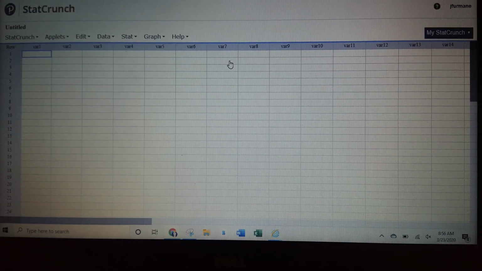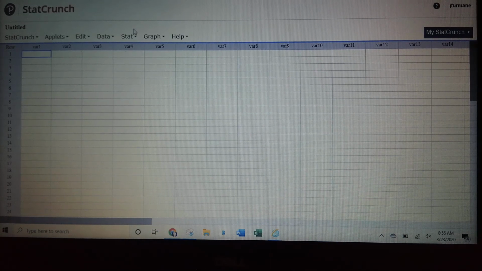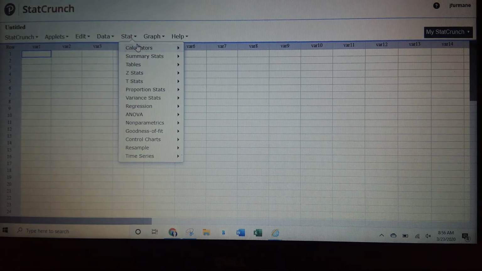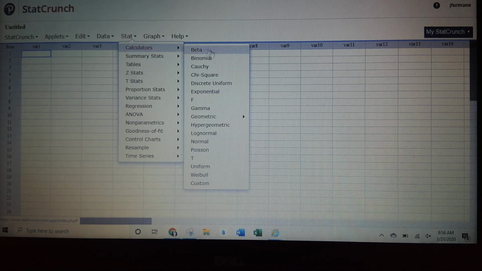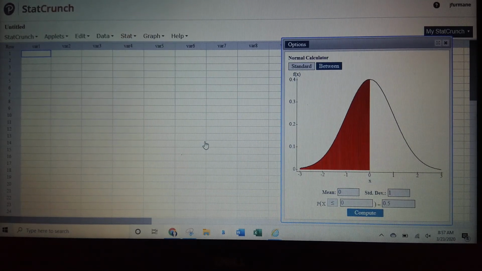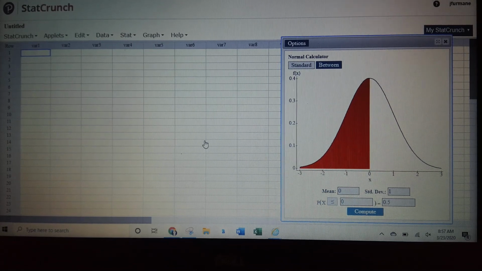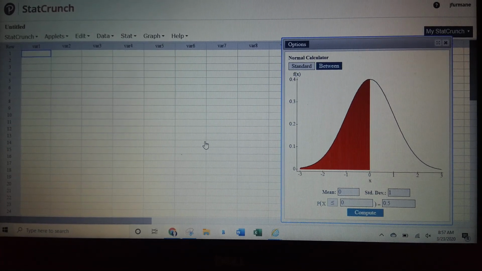Okay, so in StatCrunch, the first thing we're going to do is go up to Stat, Calculator, and then we go down here to Normal, because that's where we're going to calculate normal distributions. So for the first question, it says find the probability that a cell phone bill is less than $44.